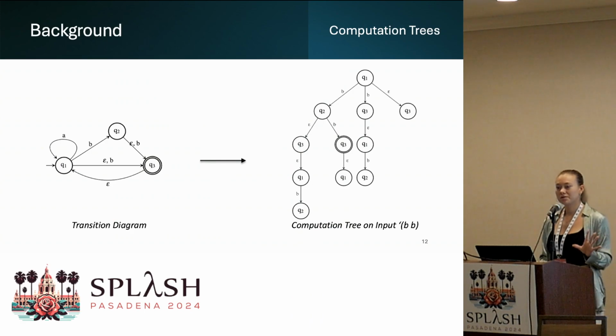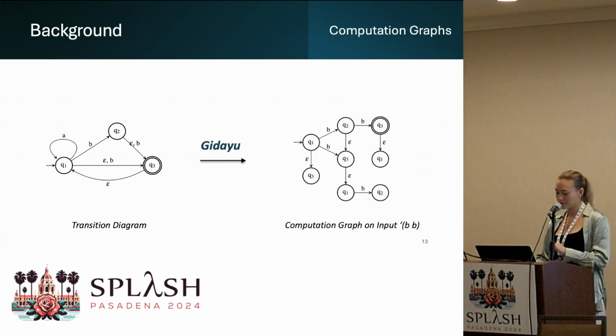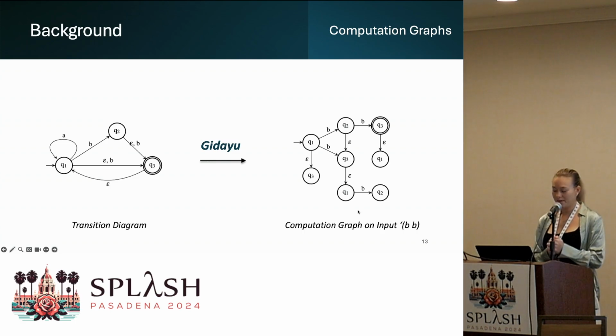So that was computation trees. The other way to visualize computations is as part of the computation graph, which is what JFLAP does. This is where we took this NDFA from. We have the same NDFA, but now we generate a computation graph on the same input, BB.